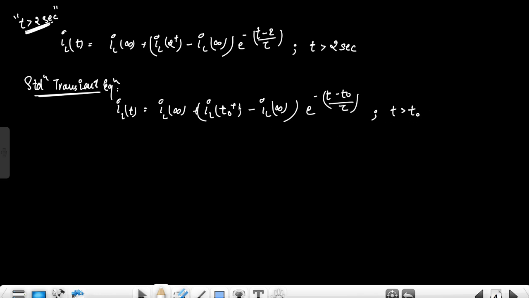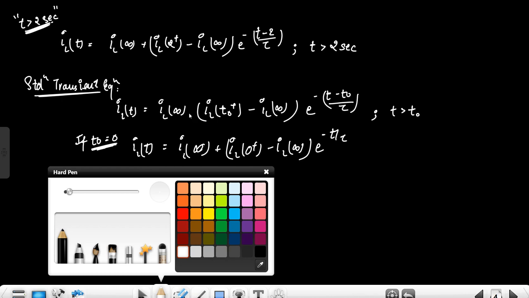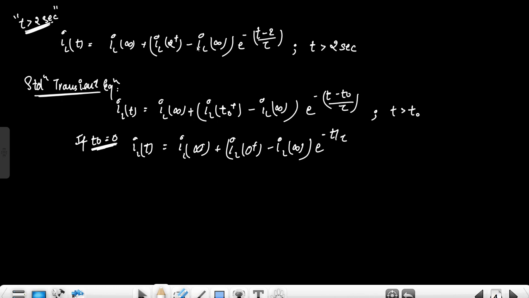So when this t naught time instant is 0, if this t naught is 0, then we write like this: IL of t is equal to IL infinite plus IL 0 plus minus IL infinite and this exponential raised to power minus t divided by time constant. Because this is seen most often, therefore this is the equation we remember, right? But here, because after 2 seconds the condition of the circuit has changed, this will be the transient equation.